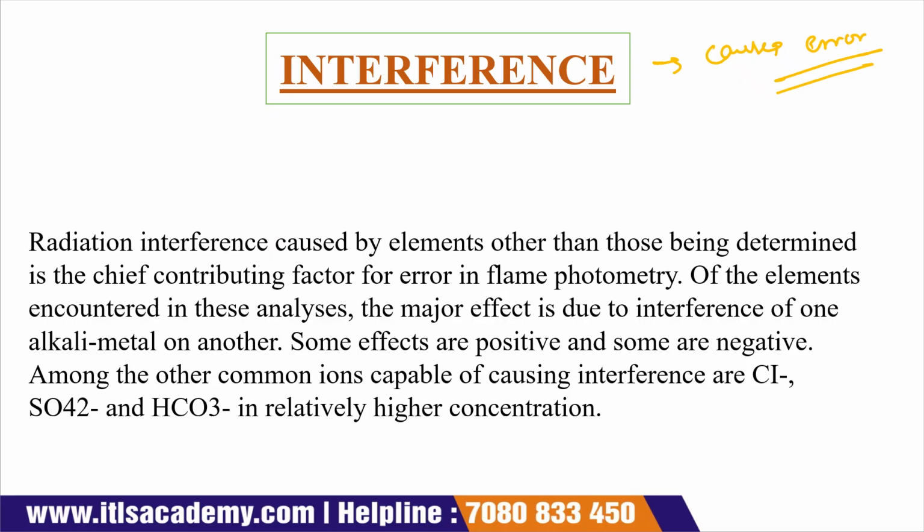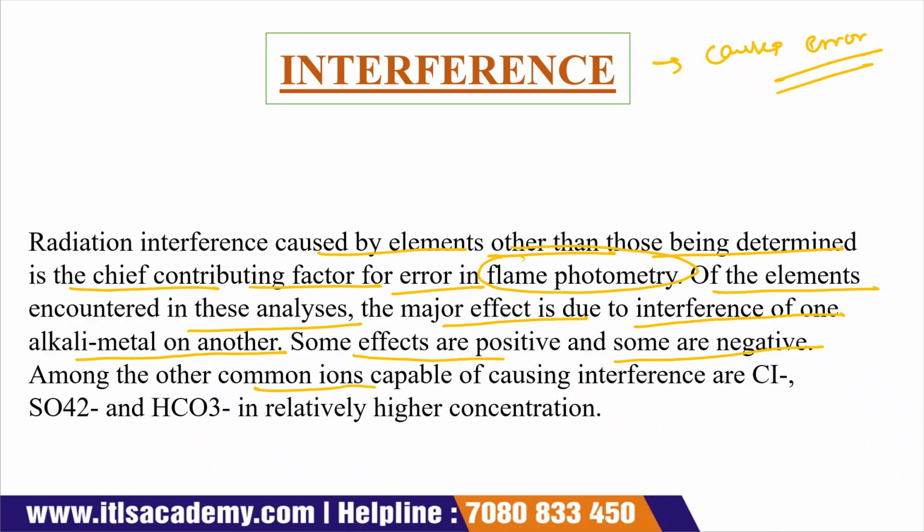So radiation interference caused by elements other than those being determined is the chief contributing factor for error in flame photometry. This radiation interference is caused by elements which are not involved in the determination. Of the elements encountered in this analysis, the major effect is due to the interference of one alkali metal on another. Some effects are positive and some are negative.